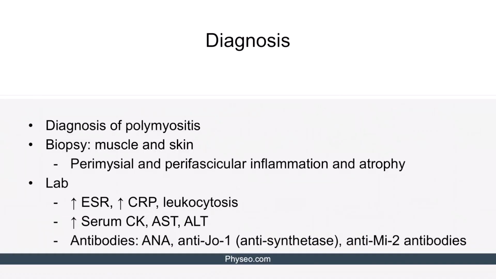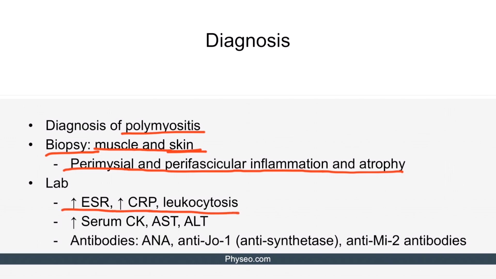The diagnostic workup of dermatomyositis is similar to that of polymyositis. In contrast to polymyositis, which shows endomysial inflammation, muscle biopsy of dermatomyositis will show perimysial and perifascicular inflammation and atrophy. In addition to the muscle biopsy, a skin biopsy can be performed. And similar to polymyositis, laboratory evaluation will show elevated inflammatory markers like ESR and CRP, and leukocytosis.